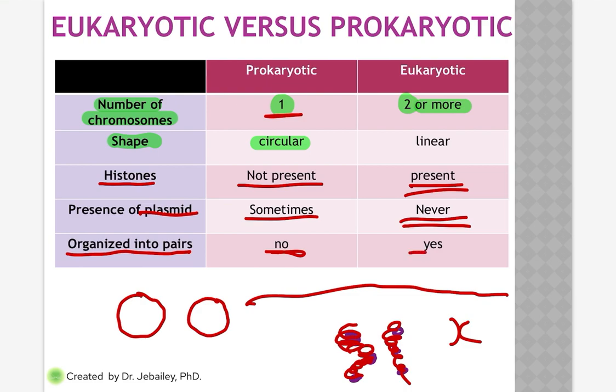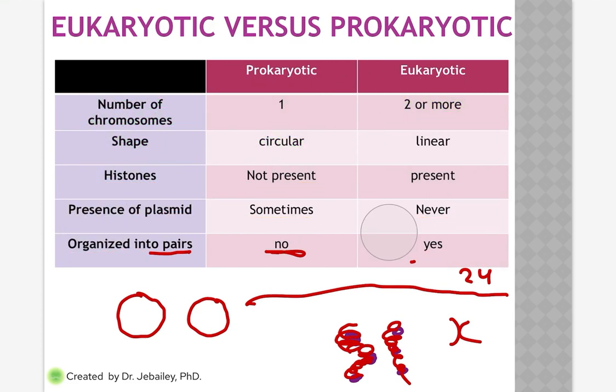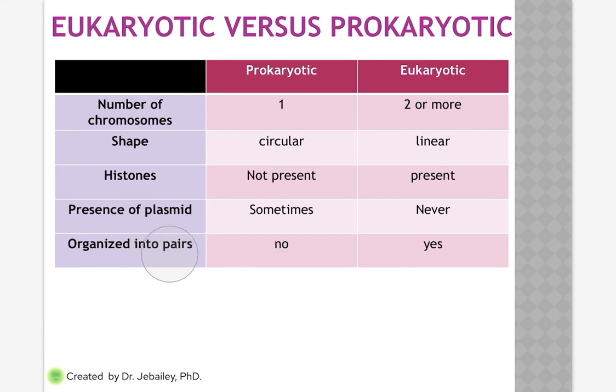However, in eukaryotics, you're going to see that most chromosomes are in pairs. So most of them are like 46, 24, and so forth. One of the questions that many people get about these two is knowing the differences. So this chart is extremely important, and you need to remember it, because this is enough information to get points if the question says distinguish between eukaryotics and prokaryotics.